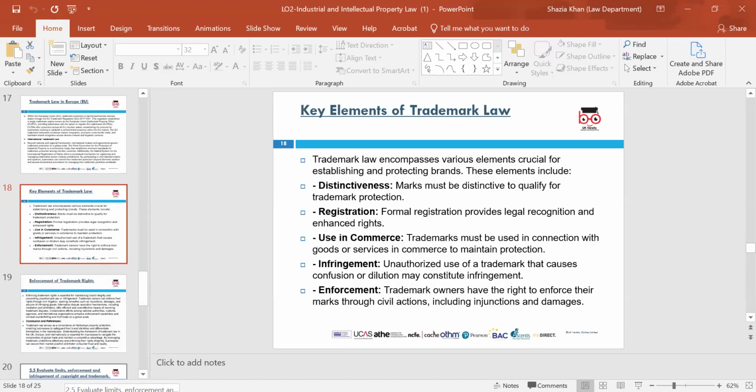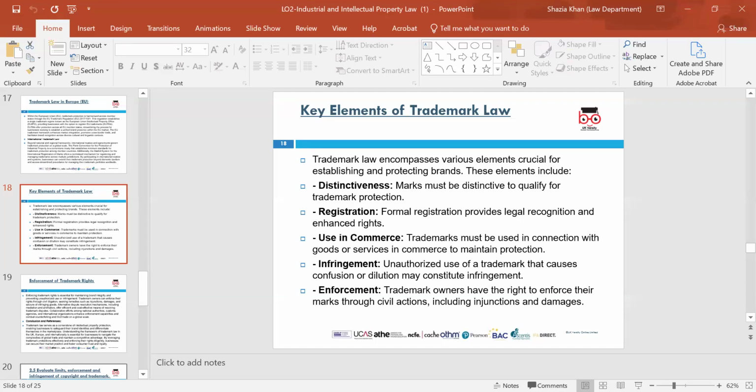Key elements for trademarks. Trademark law encompasses various elements crucial for establishing and protecting brands. These include distinctiveness: marks must be distinctive to qualify for trademark protection. Registration: formal registration provides legal recognition and enhanced rights. Use in commerce: trademarks must be used in connection with goods or services in commerce to maintain protection. Infringement: unauthorized use of a trademark that causes confusion or dilution may constitute infringement. And enforcement: trademark owners have the right to enforce their marks through civil actions, including injunctions and damages.